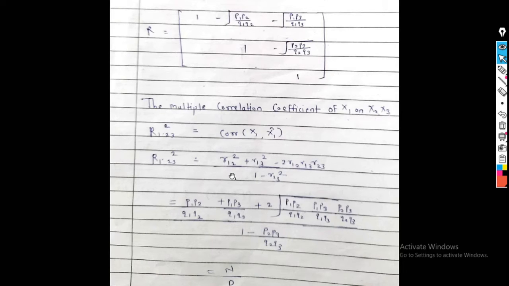Now, for the purpose of this example, we will directly use the formula, which is R1.23 square is equal to R12 square plus R13 square minus 2 R12 R13 R23 divided by 1 minus R23 square, where R12 is correlation between x1 and x2, R13 is correlation coefficient between x1 and x3, and similarly R23 is correlation coefficient between x2 and x3. So this is the formula of R1.23 square, and we will use this formula directly.